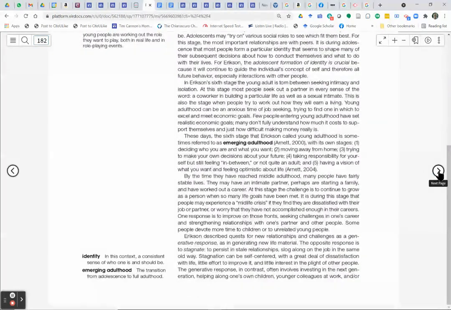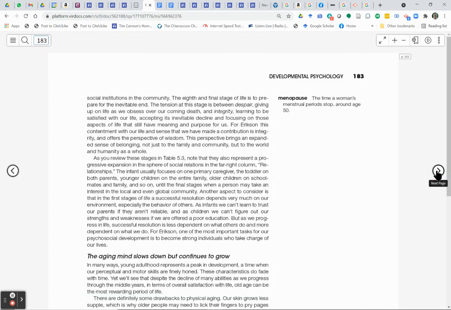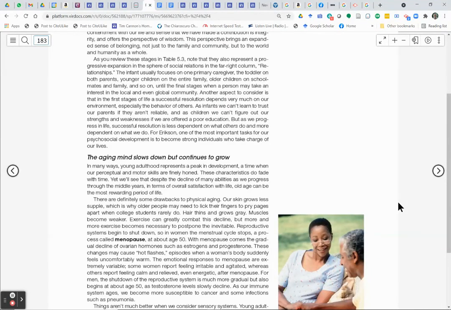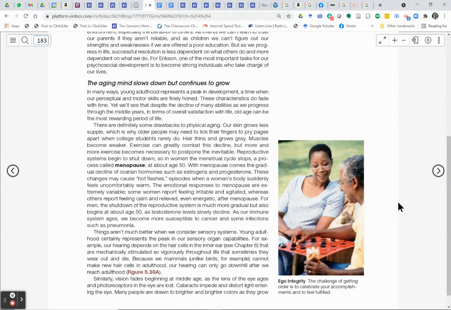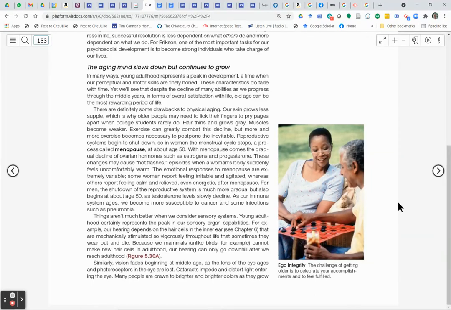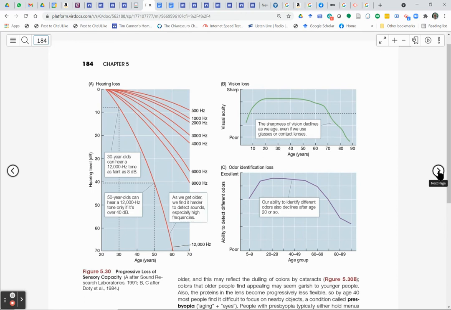Identity, emerging adulthood. Is there such a thing as a midlife crisis? Still ongoing research on that. Sorry. The aging mind. Hi, welcome to my aging mind. Slows down but continues to grow. And yeah, women have another issue to deal with, menopause. Has downsides and upsides, and it's briefly discussed there. And there's a picture of aging, and I'm at the far end of this one. Hearing loss, yeah. Vision, I'm just about to fall off the cliff there.